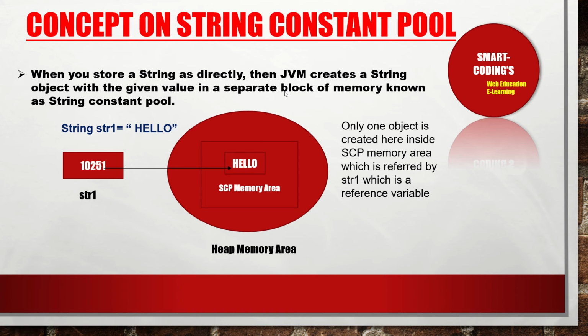That means whenever we create directly using a string class any string objects, it is stored in the SCP memory area. Now SCP is stored where? It is a separate block of memory which is inside a heap memory only, and inside that SCP memory area, that string object, hello, will be stored over here, and that is being referred by some reference variable, that is str1. This is clearly mentioned over here.